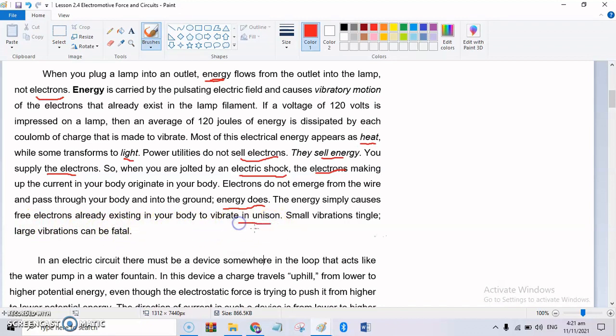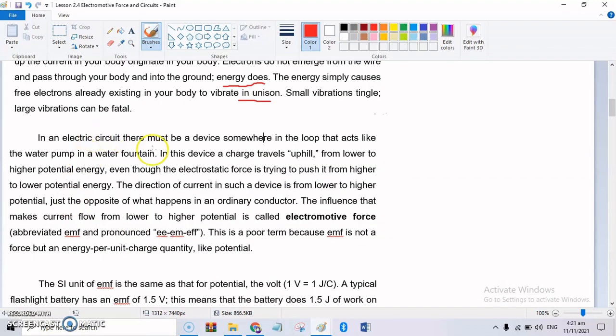This is why you need to have an insulator or insulation gloves when you handle electric current or electric wires. Because we will become a conductor of electricity if we are in touch with the electric current or electric voltage. Small vibrations tingle, large vibrations can be fatal.